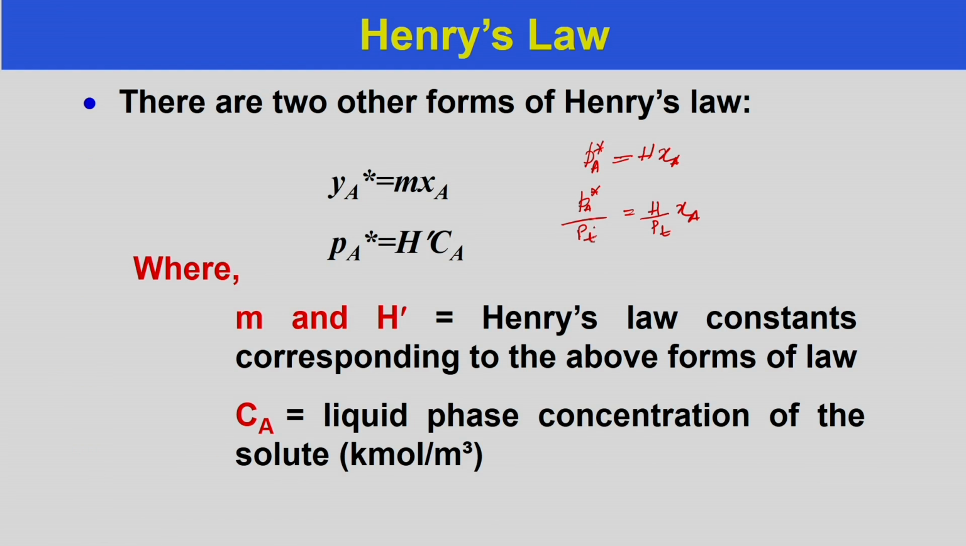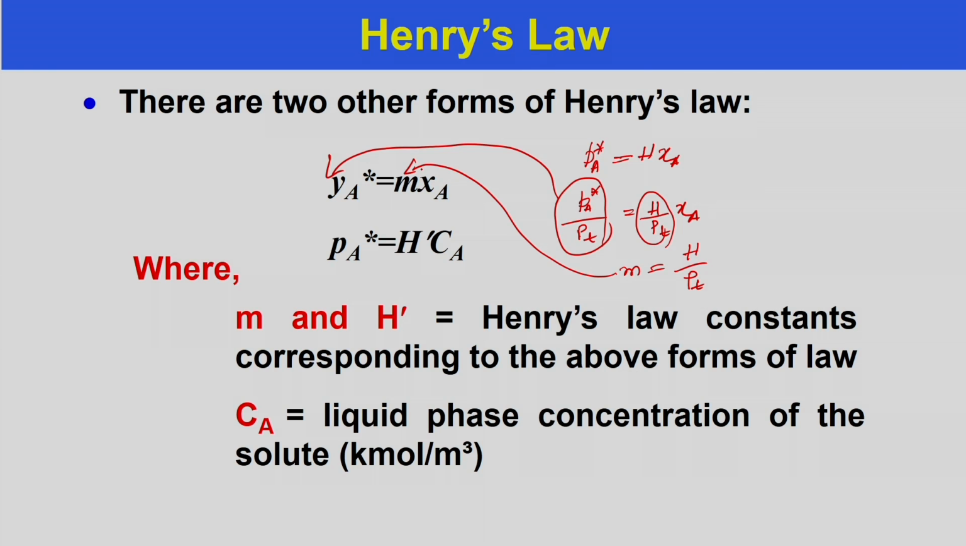So, this P A star by P T is nothing but the mole fraction in the gas phase, and H by P T is nothing but M. So, M is H by P T, the total pressure. So, this is M. So, Y A star would be equal to M x A. So, this is another form which we can derive from the Henry's law equation.